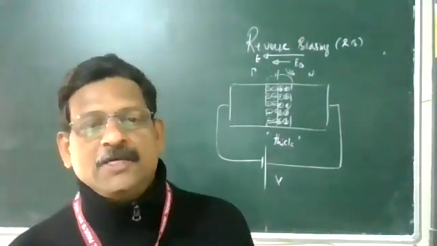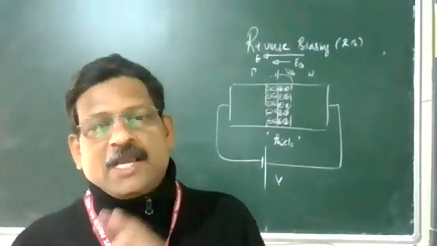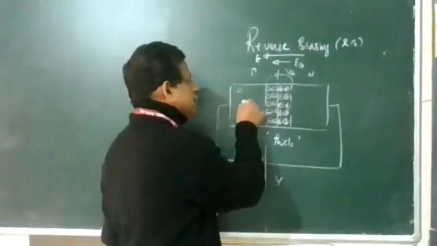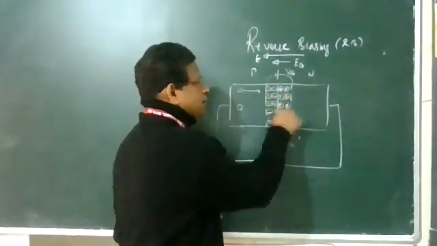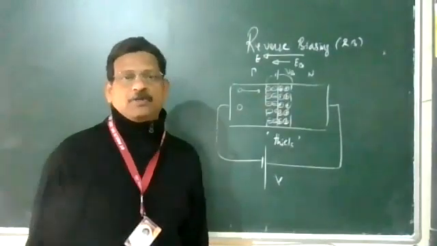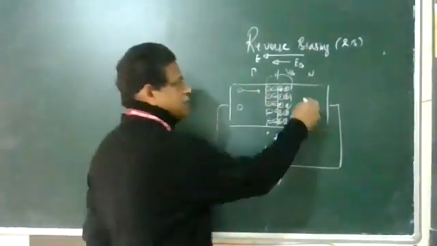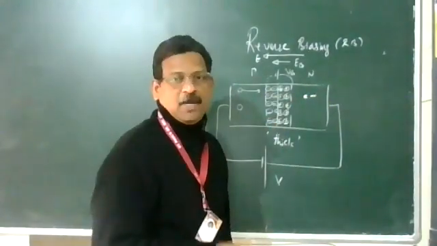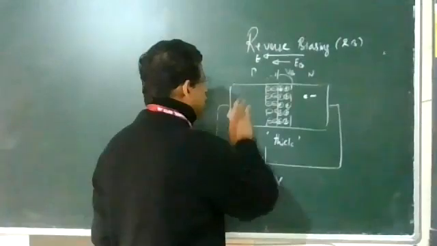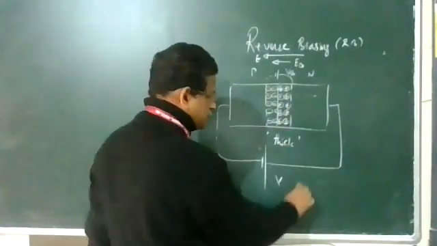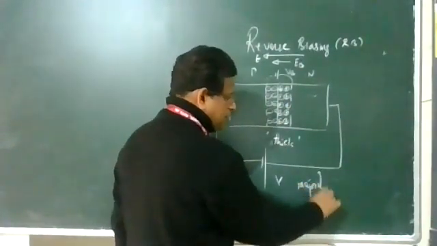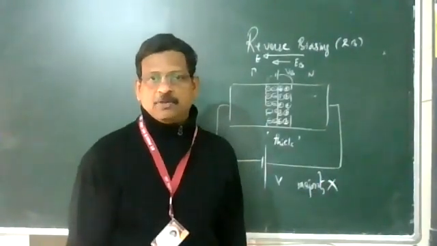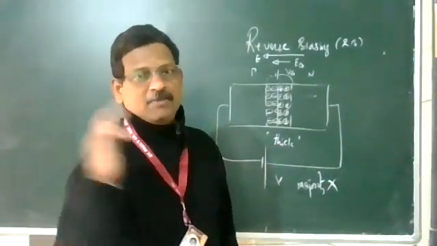So majority carriers, in any case, cannot cross the junction. When they come here, you have strong opposite positive charges. They will not cross. Here the majority carriers are electrons. When they come, here there is a strong electric field and a negative charge, so they will not be able to cross. Majority carriers cannot cross the junction. Very difficult. What happened? The applied electric field helps the barrier electric field.